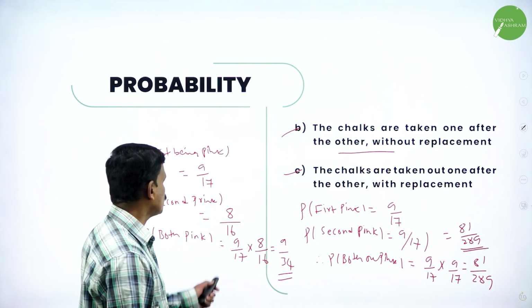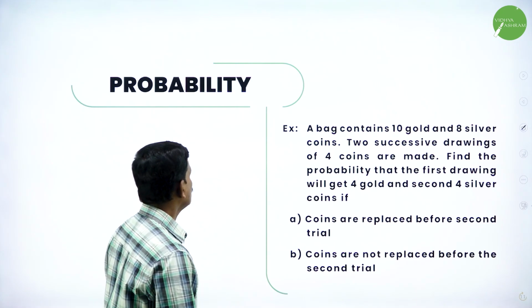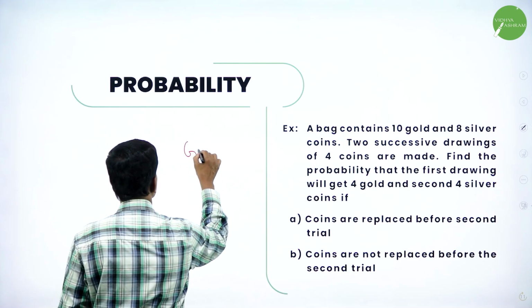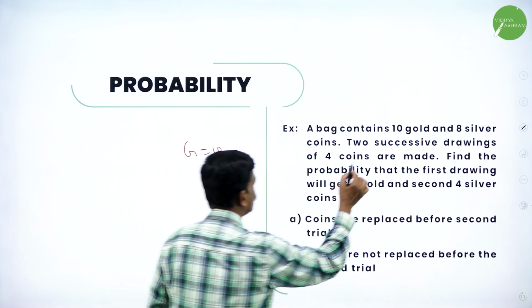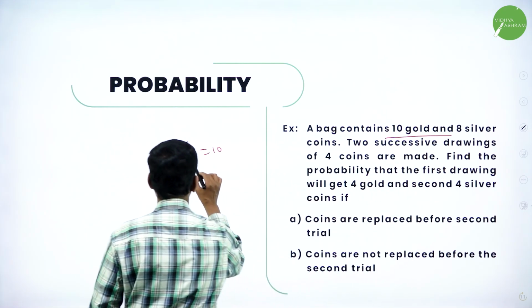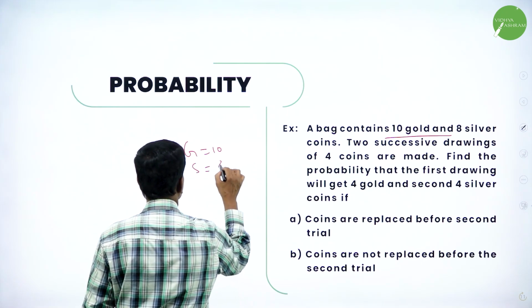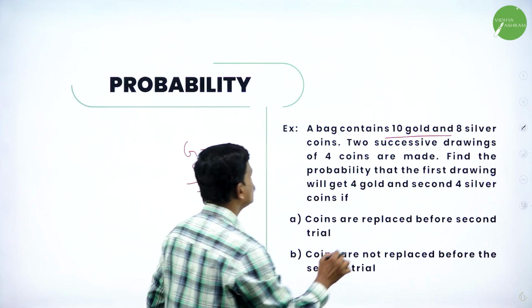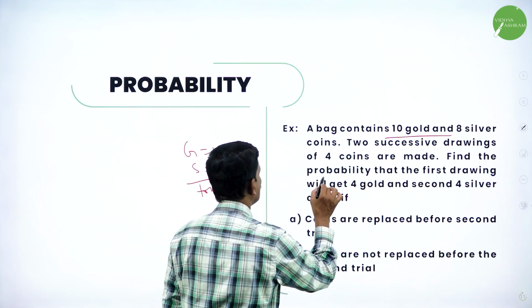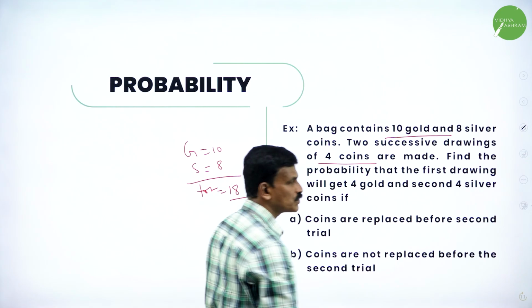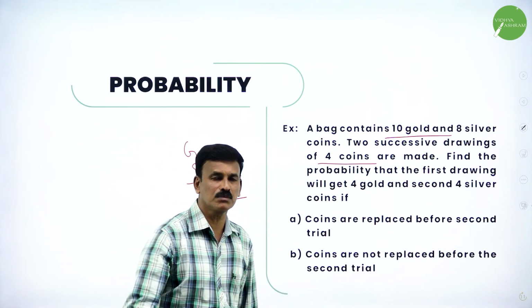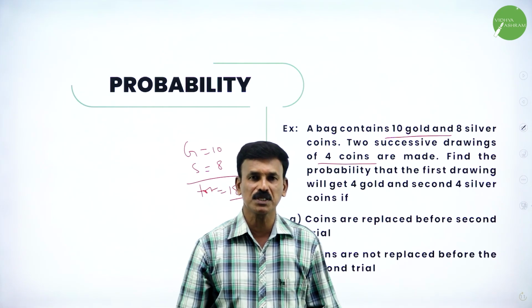Now move on to the next problem. Now listen to me. A bag contains how many coins? 10 gold and 8 silver coins. Totally 18 coins are there, out of which 2 successive drawings of 4 coins are made. So we are going to select 4 out of these 18. Now first write down the possible outcomes, N of S, the sample space.